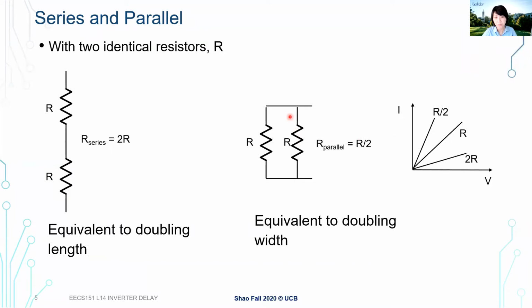What about putting two transistors in parallel? In this case, as we mentioned earlier, it's like making your transistors wider. Because you have two paths now, the equivalent resistance of parallel resistors is half of the individual resistors. We'll see more when we talk about transistor sizing, how we can make wider transistors to have lower resistance, because it's like putting two things in parallel.